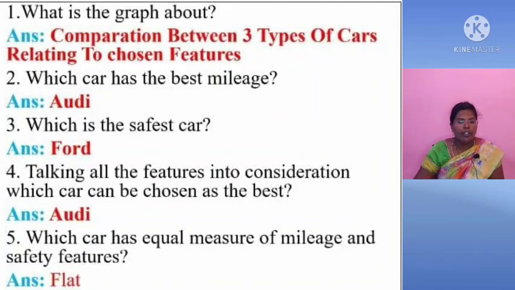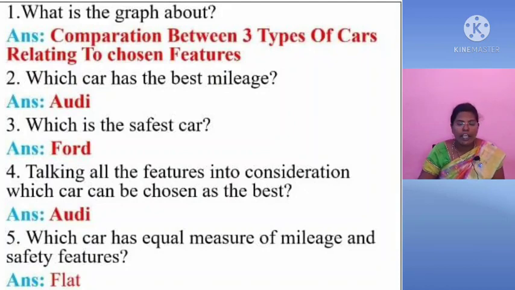Fourth one, taking all the features into consideration, which car can be chosen as the best? Here we have to observe 4 parts, Nana: speed, user rating, mileage, safety. We have to consider all the parts and say which car will be chosen as the best car for us. That is nothing but the Audi car.